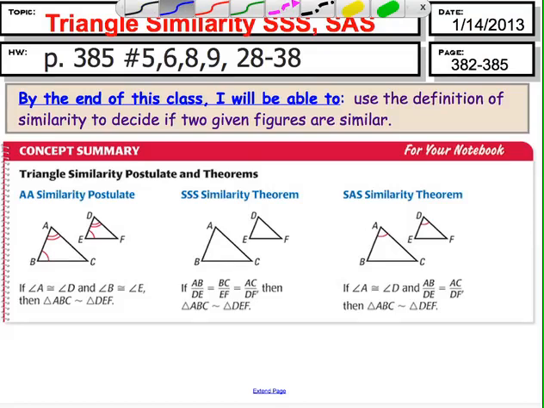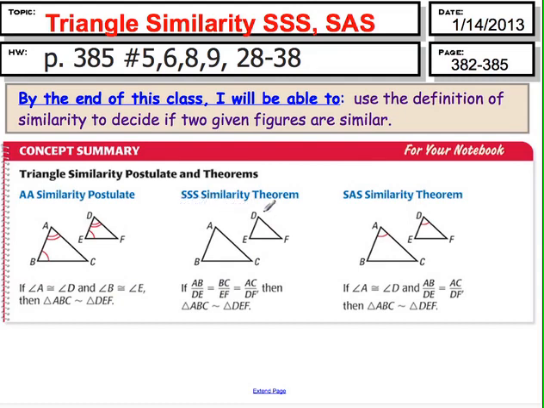Here we are looking at triangle similarity one more time. The idea here is that we're going to be looking at the postulates and theorems. The first postulate that we looked at last time was the angle-angle similarity postulate. Basically, you just need to have two congruent corresponding angles in a triangle, and you can prove the two triangles are similar. Now we're going to add two more theorems.